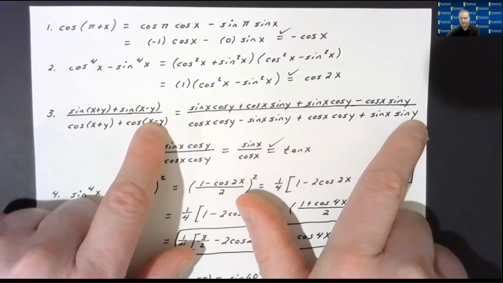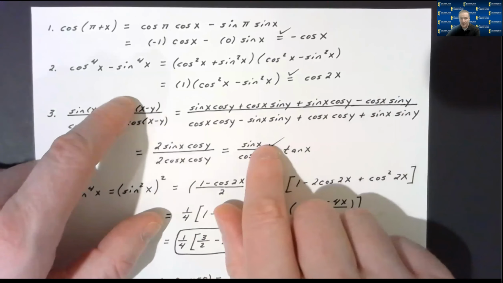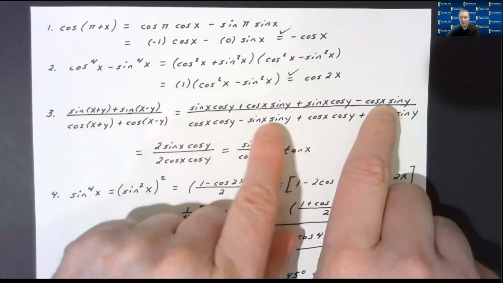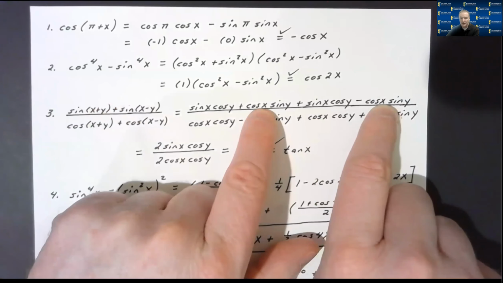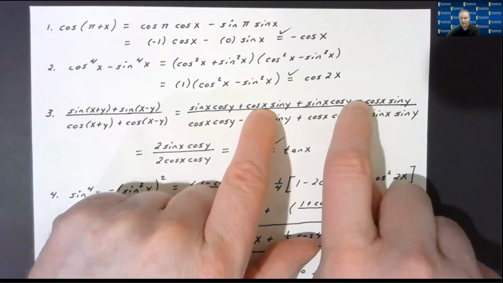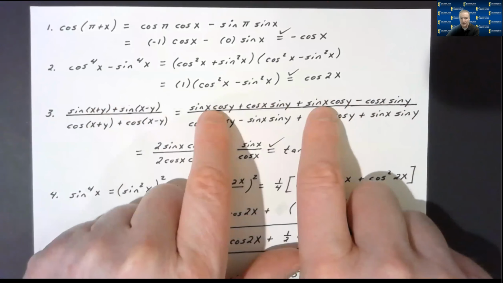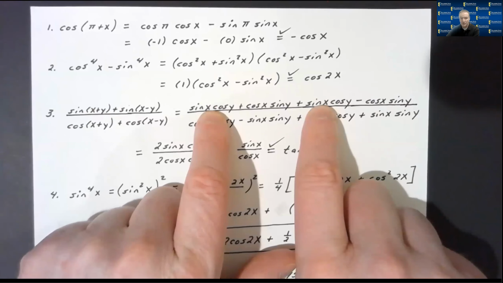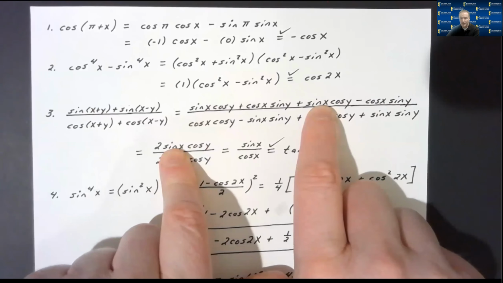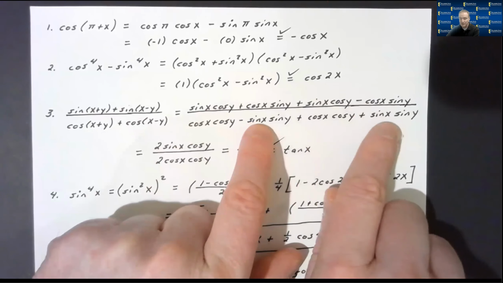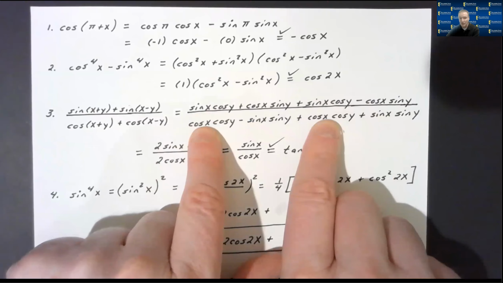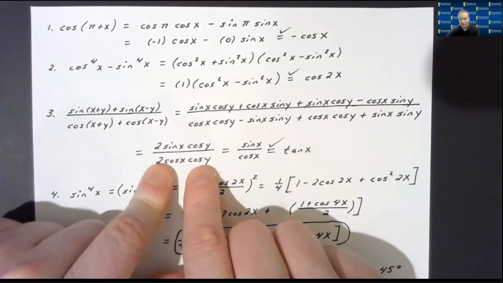So now, whenever I start trying to simplify, I can see that there are terms in the numerator that cancel. I'll have a plus cosine x sine y minus cosine x sine y. The second and fourth term cancel, leaves me with these two, which are the same. Sine x cosine y plus sine x cosine y gives me 2 sine x cosine y. Similarly, in your denominator, you can see the second and fourth term cancel, but then the first and third term, cosine x cosine y plus cosine x cosine y, gives me 2 cosine x cosine y.